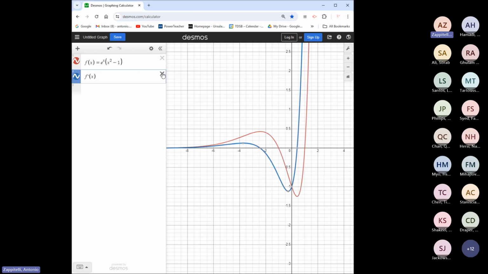So let's shut this one down and let's now look at the second derivative. And let's see if we were right. And look at that. Concave up, positive second derivative. Concave down, negative second derivative. Concave up, positive second derivative.